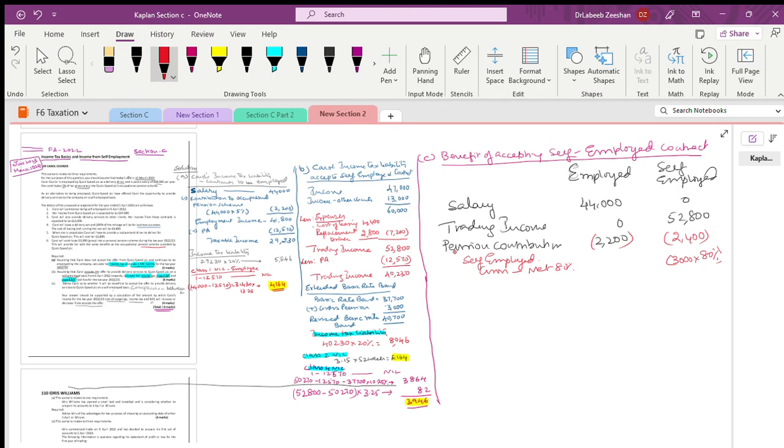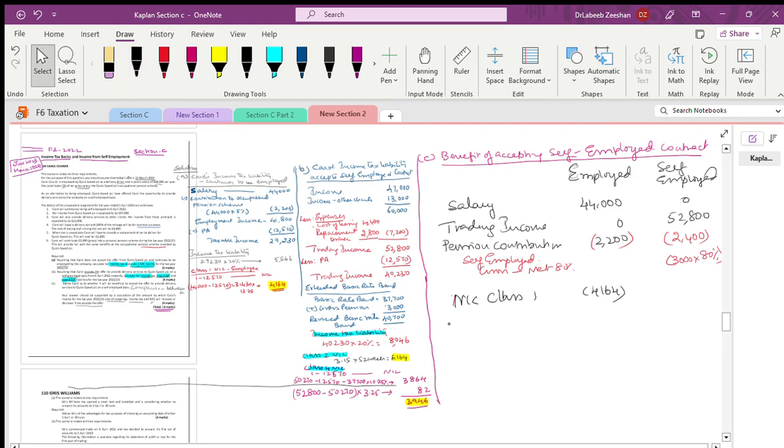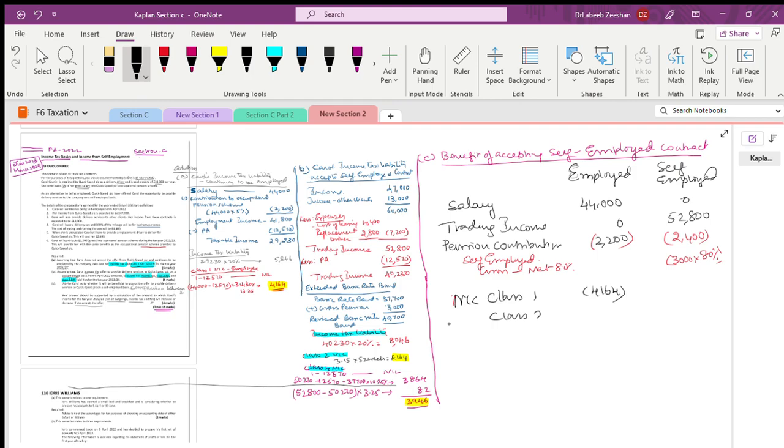Okay, next, NIC. NIC with respect to class 1. How much is NIC with respect to class 1? It is 4164. We have calculated. And what is NIC with respect to class 2? 164. NIC with respect to class 4 we have done here. NIC class 4 is 3946.